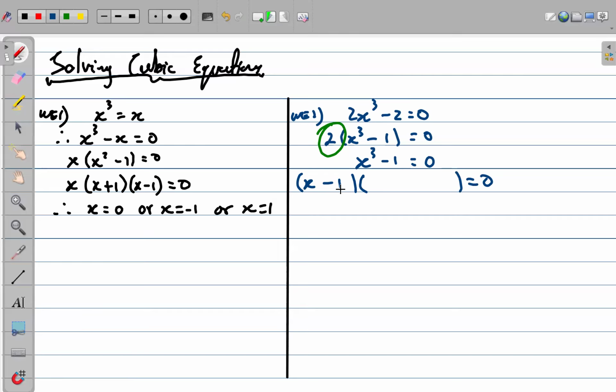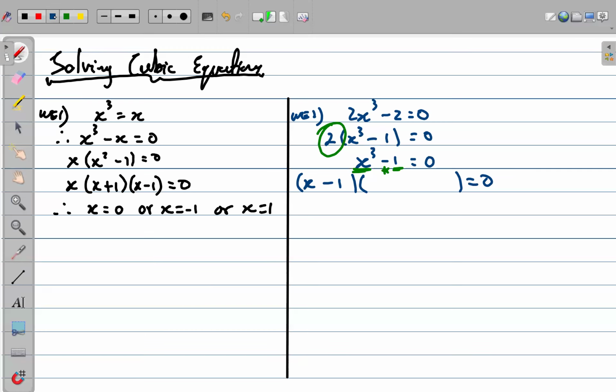I've taken the cube root of x cubed. I've brought the sign between these two and I've taken the cube root of 1. So did I say square root? My bad, I meant to say the cube root. So I've taken the cube root of both x cubed and 1 and I just bring the signs between them.